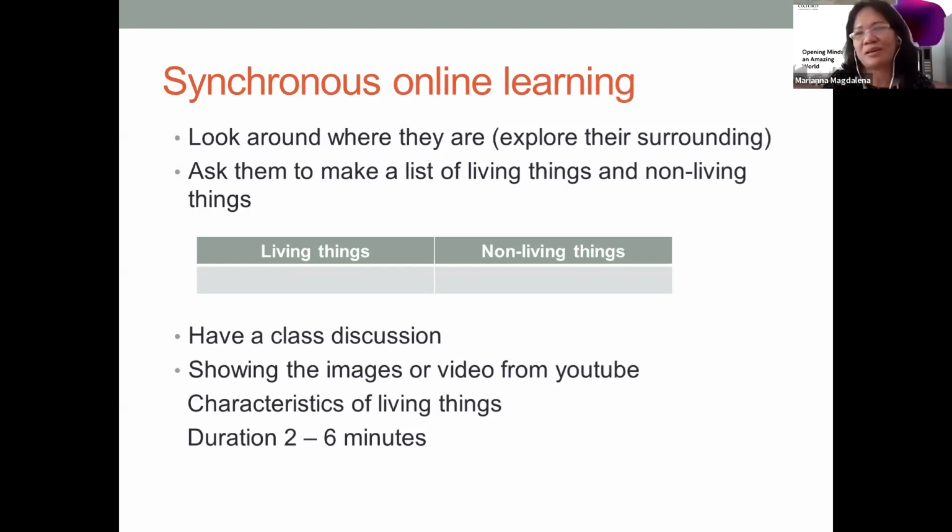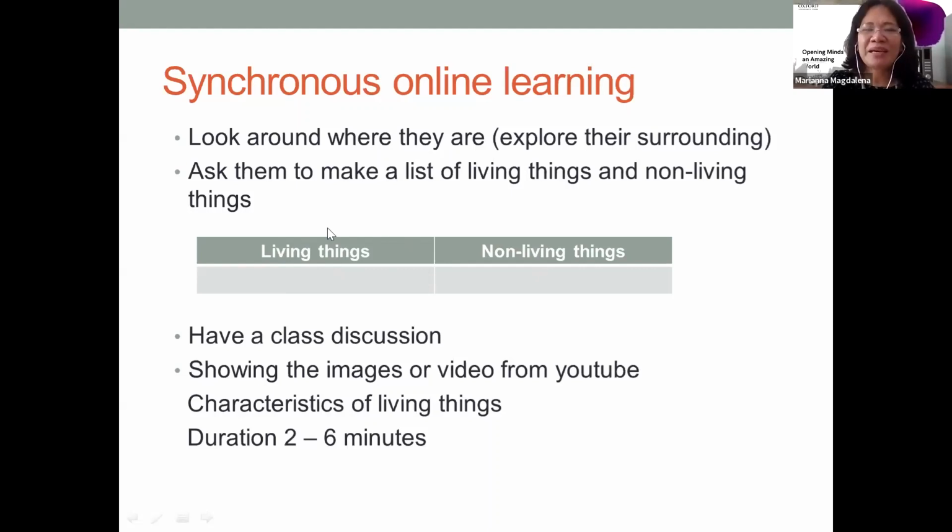That's what I did last week. I combine looking at the screen, asking them questions, and then asking them to do some simple physical activities. You can ask them to look around where they are. They can look through the window, or walk to the garden if it's close. Ask them to explore their surroundings and make a list of living things and non-living things. This is the way to make the graphic organizer.